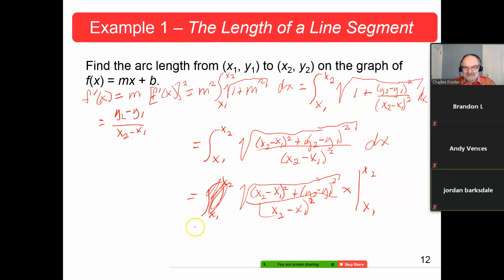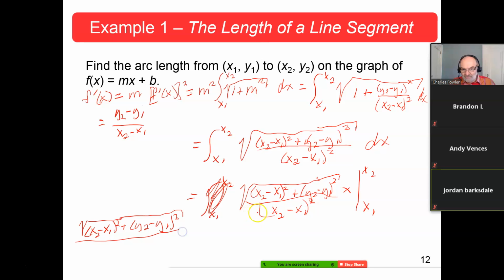Okay, now I think I will do what I was planning to do earlier. This is the square root of x2 minus x1 squared plus y2 minus y1 squared. That's all under the radical.